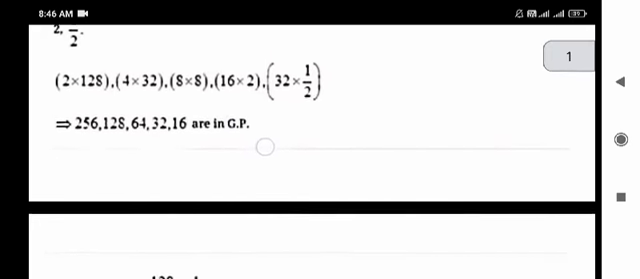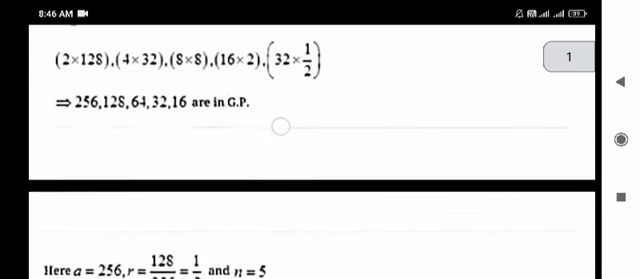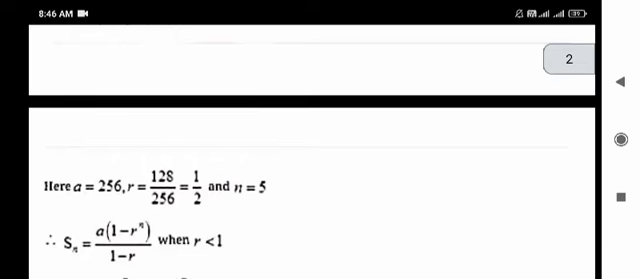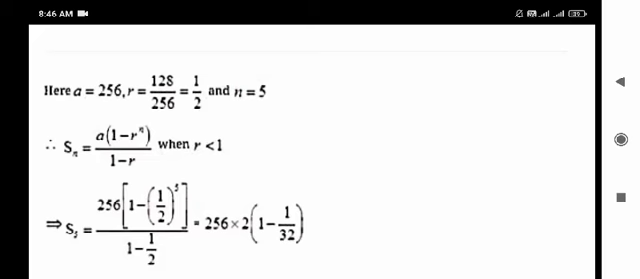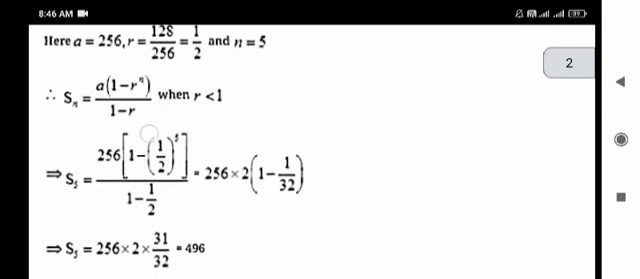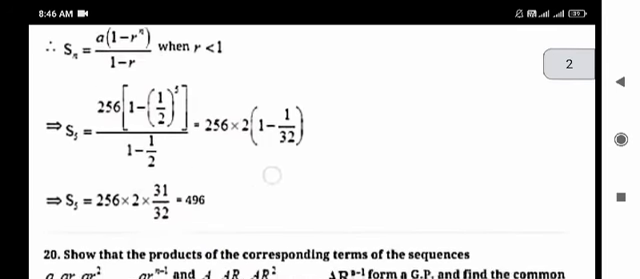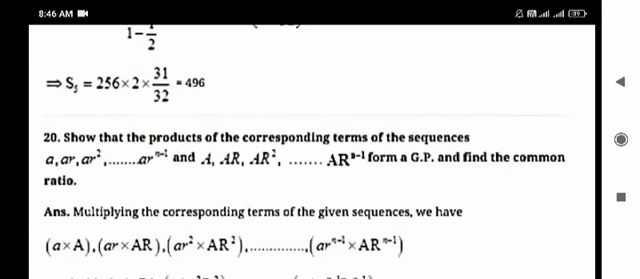These terms are in GP because they give a constant ratio of 1 by 2. So the first term here is 256, the ratio is 128 upon 256, that is 1 by 2, and the total number of terms n is equal to 5. Here r is less than 1, so we use the sum formula a into 1 minus r to the power n upon 1 minus r. Simply putting the values, we get S5 as 496.